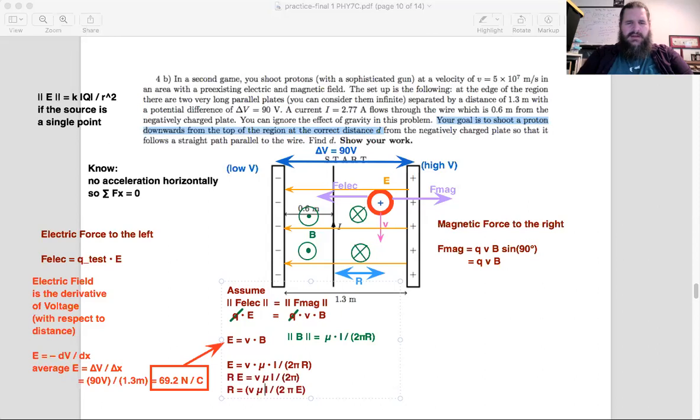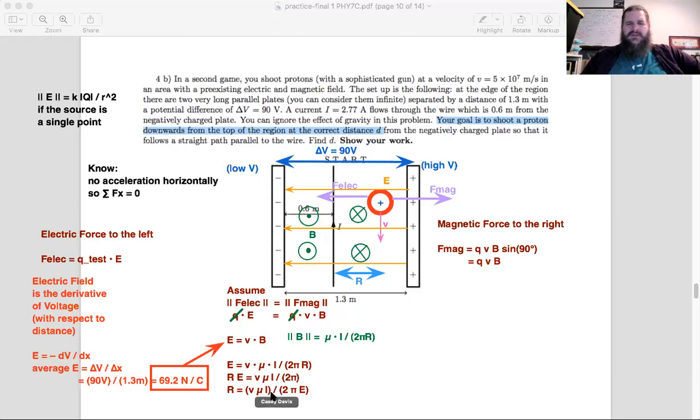So that should be a formula we can use to find the R, the distance from the wire itself. And we can plug in these numbers. We're given the speed, 5 times 10 to the 7 meters per second. Mu you can look up. That's just the universal magnetic constant. It should probably be on the formula sheet. I is the current, which is given as 2.77 amps, 2 pi, and then the electric field is what we calculated over here, 69.2 newtons per coulomb.